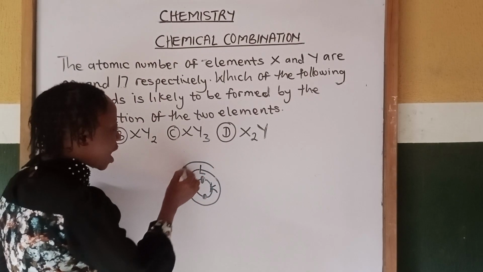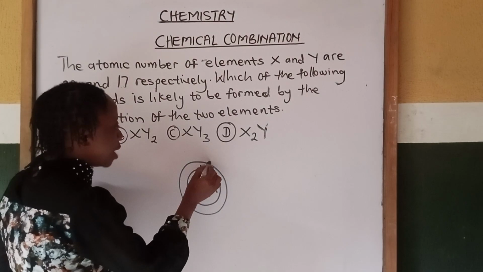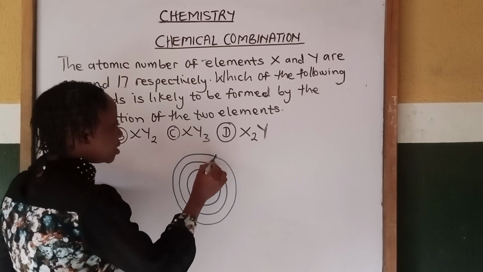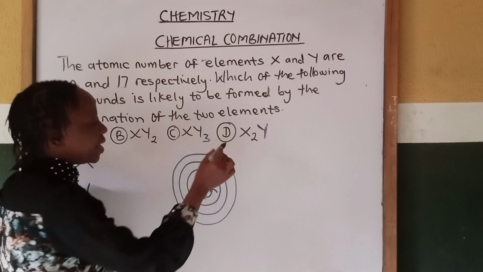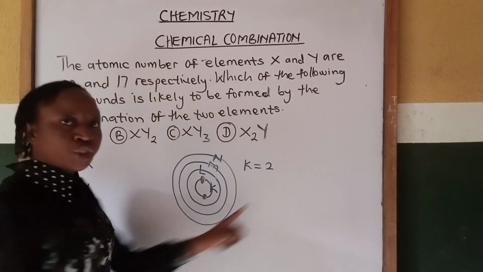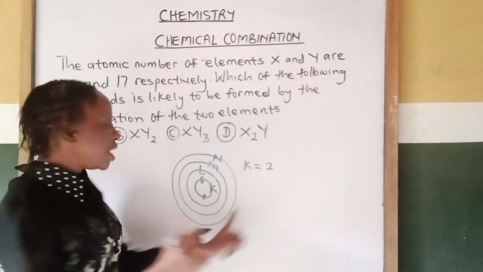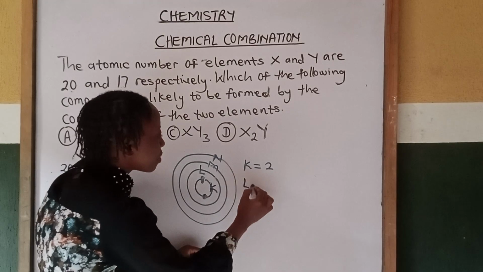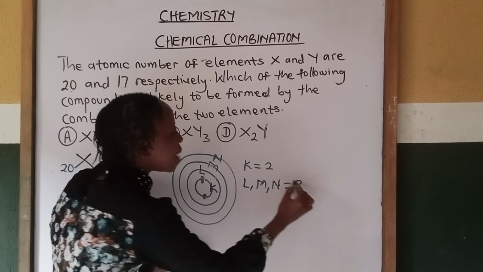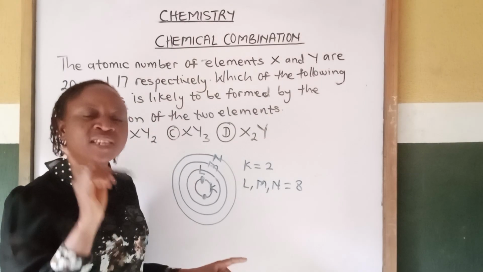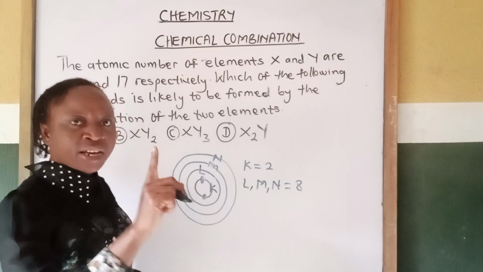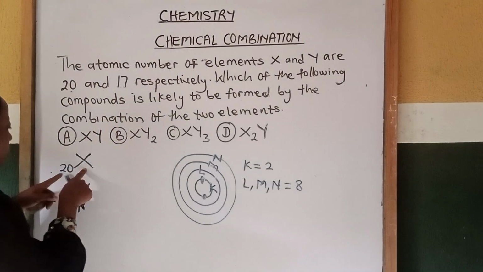Then after L we have M, then we have N. So we have the K, L, M, N shells. K will carry a maximum of 2 electrons and will not take more than 2, while the L, M and N shells will carry a maximum of 8 electrons. If you don't complete one shell, you must not move to the next shell. So let's come back to this place.